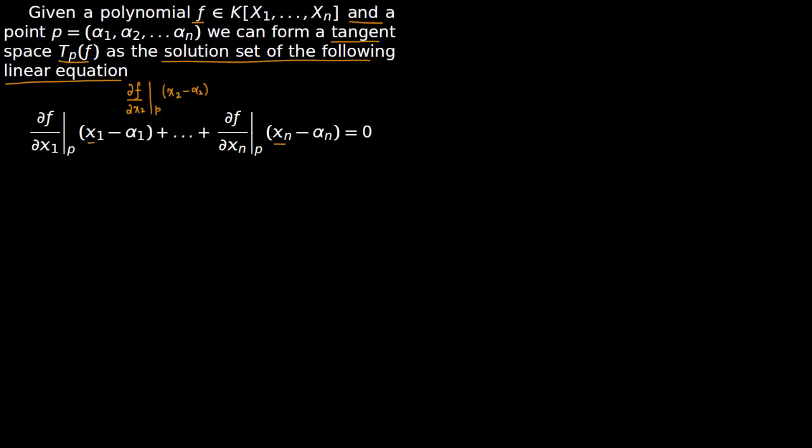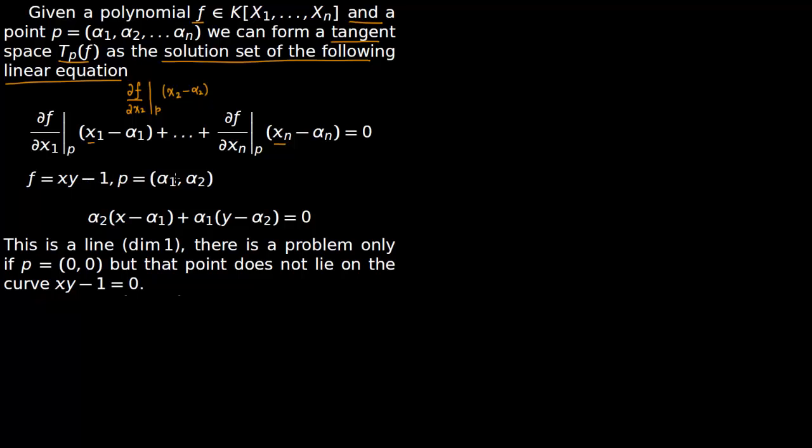To give you an example, say f is equal to xy minus 1, so f is an element of k[x,y], and the point is given to you as (alpha 1, alpha 2). First you find the partial with respect to x, df by dx, and then you evaluate it at the point (alpha 1, alpha 2). This is just y, so when you plug in this point, you get alpha 2.